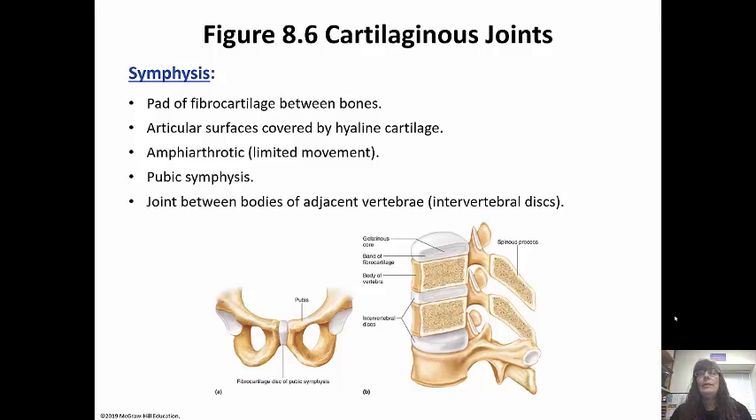So again, limited movement. The pubic symphysis will actually relax a little bit while we are giving birth so that the pelvic girdle can open up a little bit. But remember, it is cartilage, so it's attached. It's not going to detach or anything. It's just going to relax a little bit to provide a little give, so to speak.